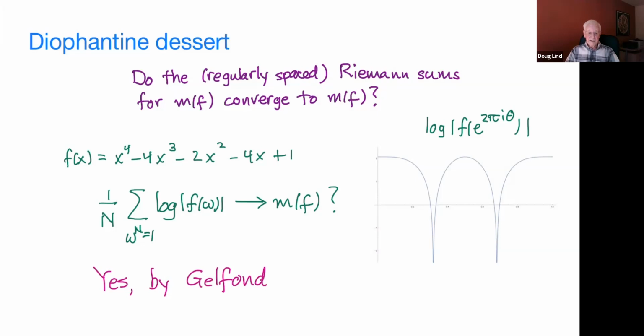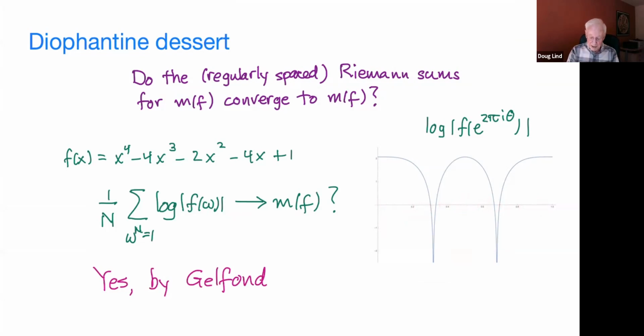So here's our example that we had before, where there were two roots on the unit circle. Log mod f looks like this curve, and it's got two logarithmic singularities. These are integrable. This is an L1 function. These are integrable singularities. But the question is, if you took equally spaced points along the nth roots of unity and computed the Riemann sum for them, does that converge to the Mahler measure?